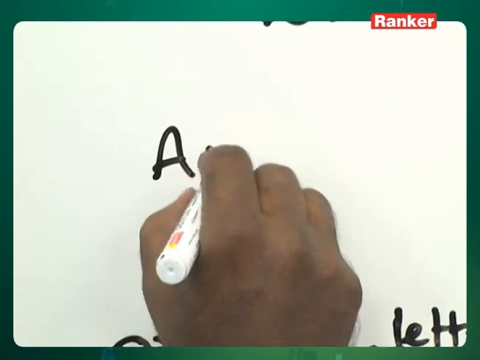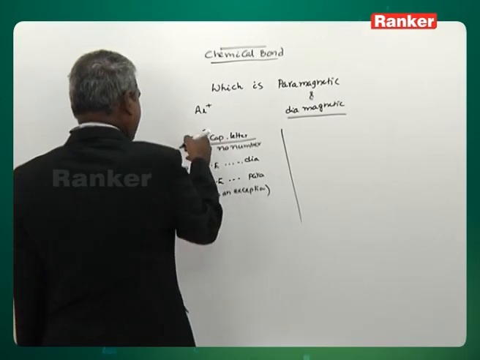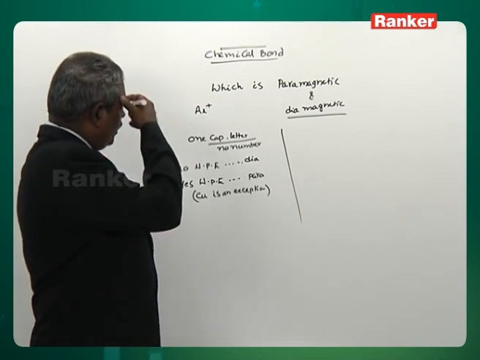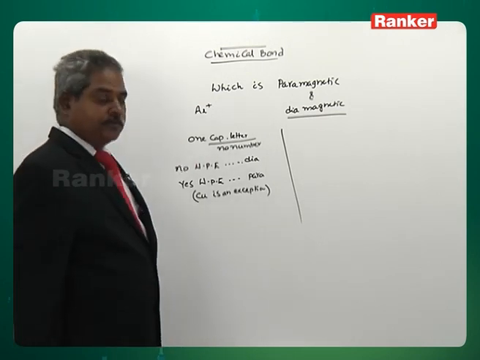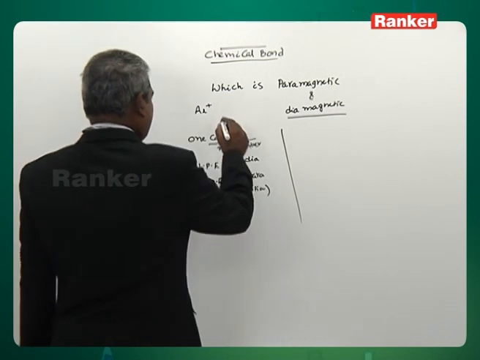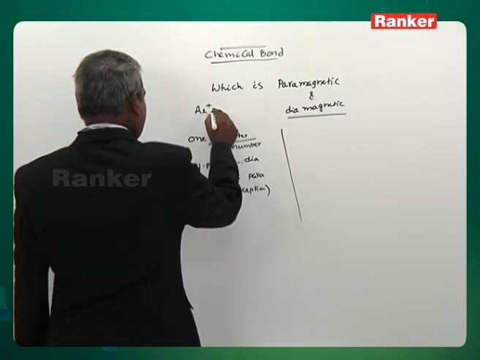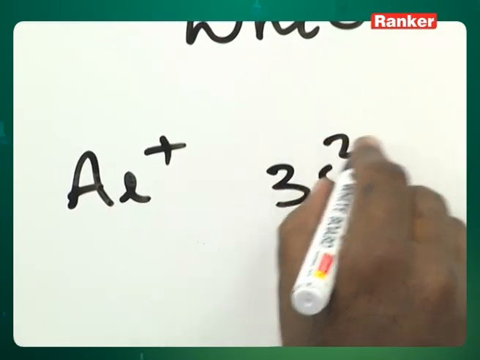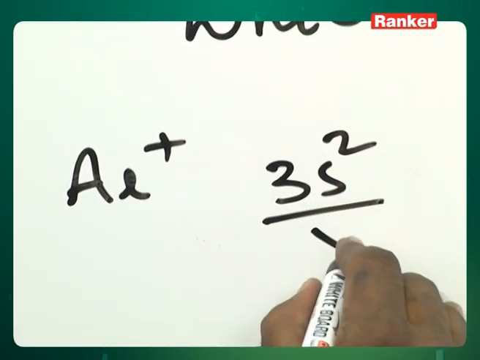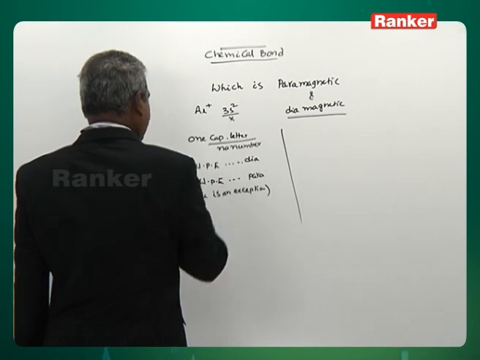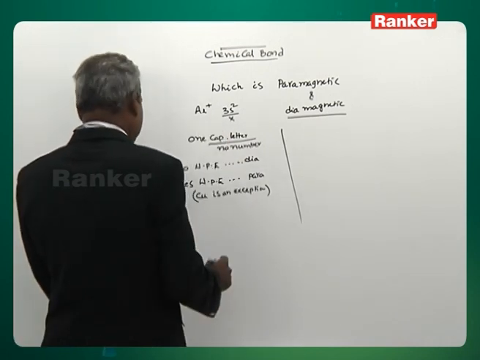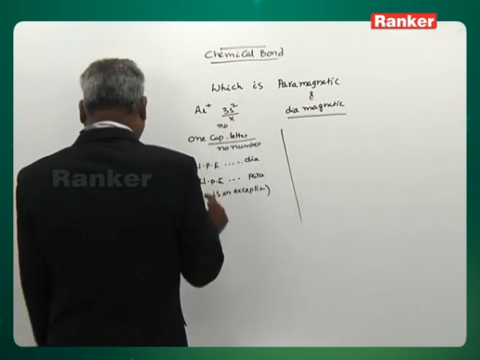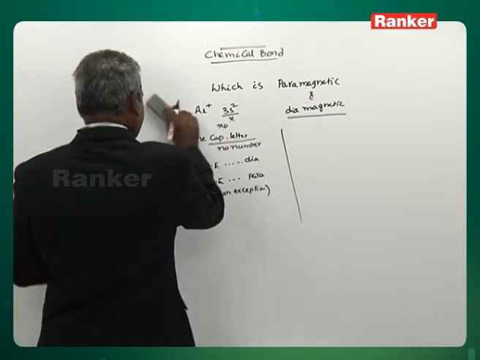Al plus, aluminium plus, one capital letter. Oh, I have only one capital letter. It's an ion. Element, elemental ion. If you write down the electronic configuration, it is 12. 1s2, 2s2, 2p6, 3s2. The last electron is 3s2. No unpaired electron, therefore it is dia. All are paired electrons. So no unpaired electron, therefore dia. So Al plus is diamagnetic.